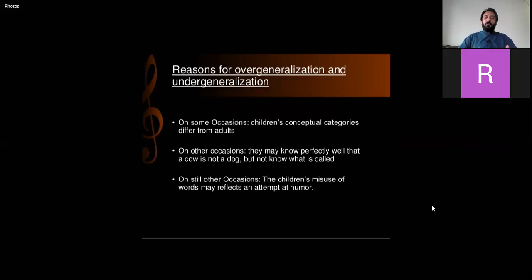There are different reasons for overgeneralization as well as undergeneralization. First is, children's conceptual categories differ from adults. No doubt, their concepts are sometimes limited, and in the beginning, no doubt, their concepts are limited. They are not exposed to the outer world in the same way as the elders are. So they don't have the same concepts of the things as the elders have. So they overgeneralize, or sometimes they undergeneralize the rules or the things.